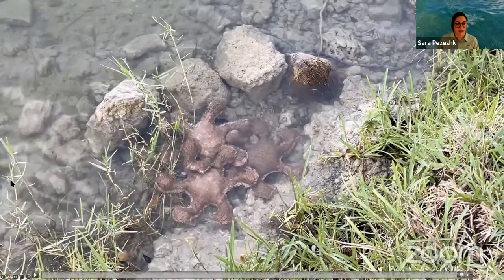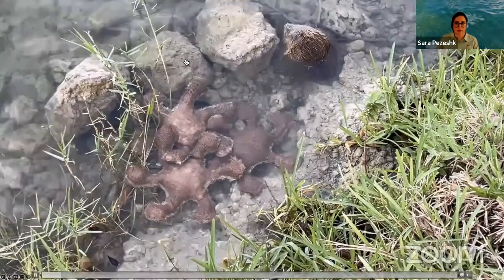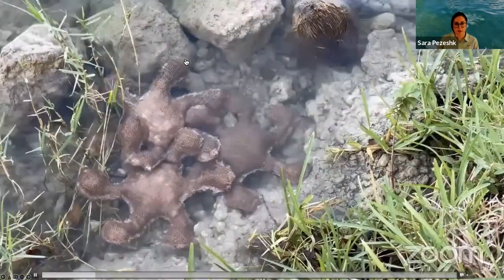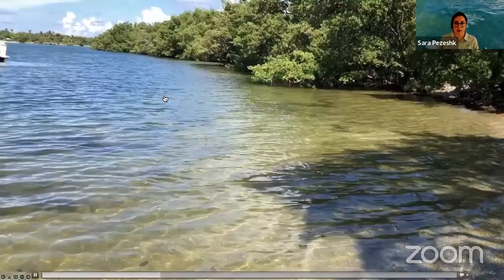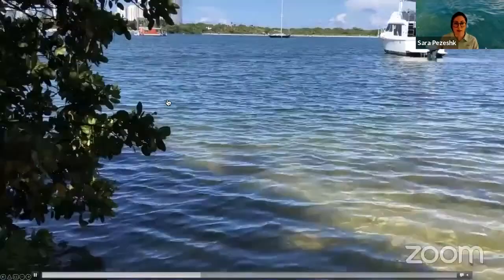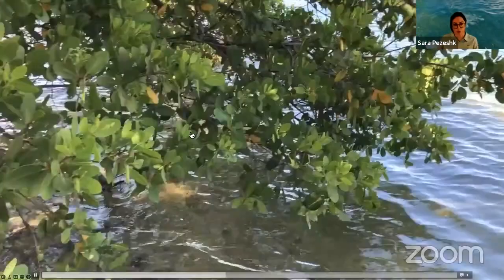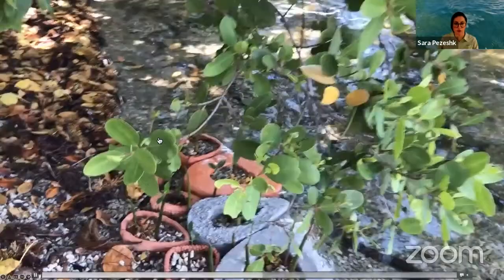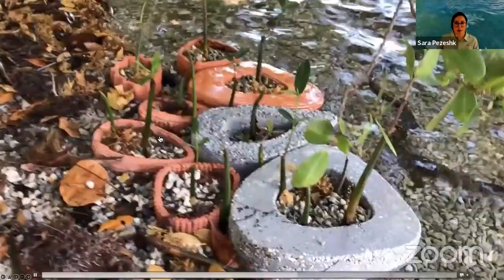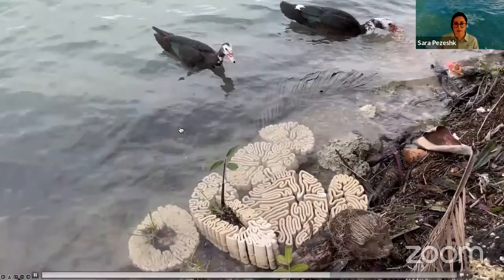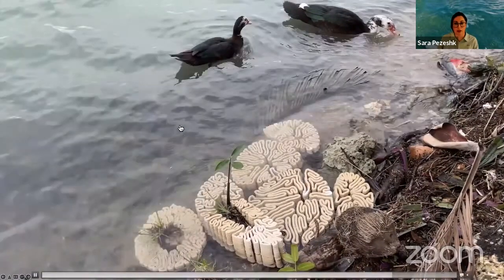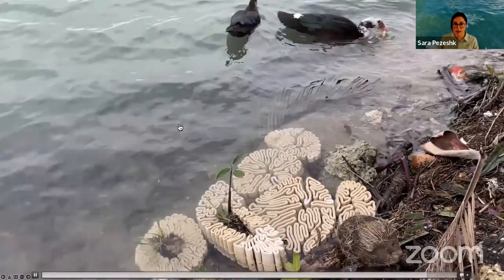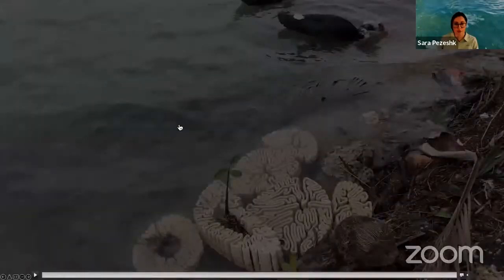And finally, this shows how these biotiles are being placed and monitored along the shoreline to evaluate their performance and their impact on the shoreline. And if these trials are successful, this methodology can be expanded and applied in different ecosystems in need of protection and restoration.